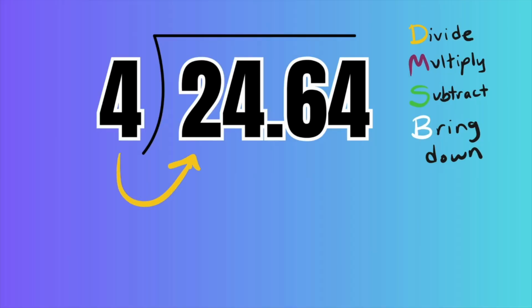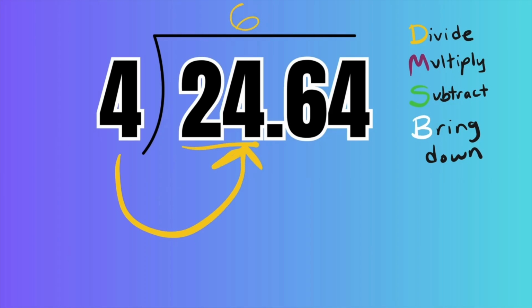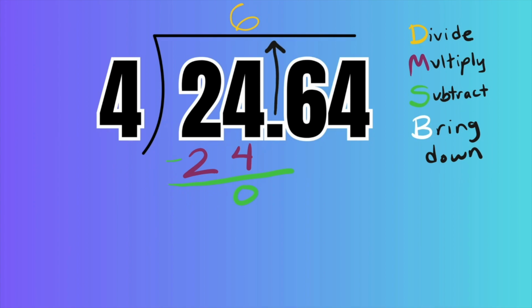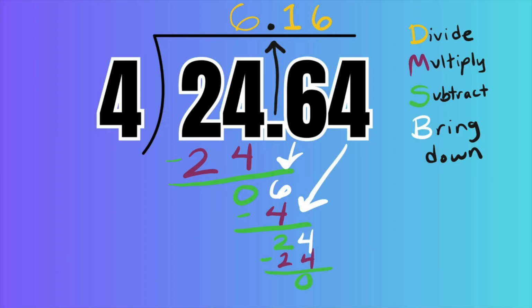4 goes into 2 0 times, so let's just jump to 4 into 24. 4 goes into 24 6 times. 6 times 4 is 24. We're going to subtract 24 minus 24. We get 0. Now we've hit the decimal, so we need to bring that up to go to the right of the 6 up top. Then we're going to bring down the other 6. 4 goes into 6 1 time. 1 times 4 is 4. We subtract 6 minus 4, we get 2. Let's bring down that 4. 4 goes into 24 6 times. 6 times 4 is 24. Subtract, we get 0 remaining. 24.64 divided by 4 is 6.16, or 6 16/100.